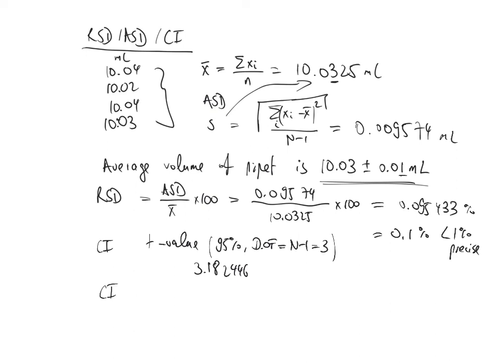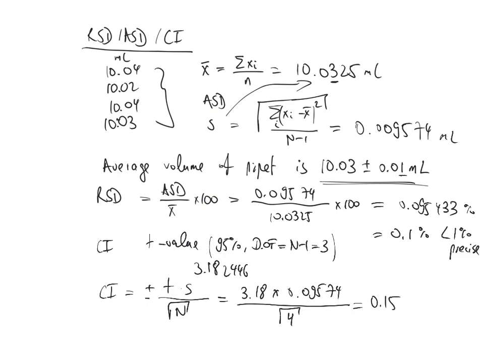Now how do I calculate the CI? Well, the confidence interval is plus minus t times s divided by square root of n, which in this case is 3.18 times, what is my standard deviation, 0.09574, divided by square root of, how many trials do we have? 4, and that gives me 0.151854. Now the only question is, how many sig figs? Well, confidence interval depends on the average, right? So since my average has 2 decimals, I need 2 decimals here, so my confidence interval is plus minus 0.15 milliliters.